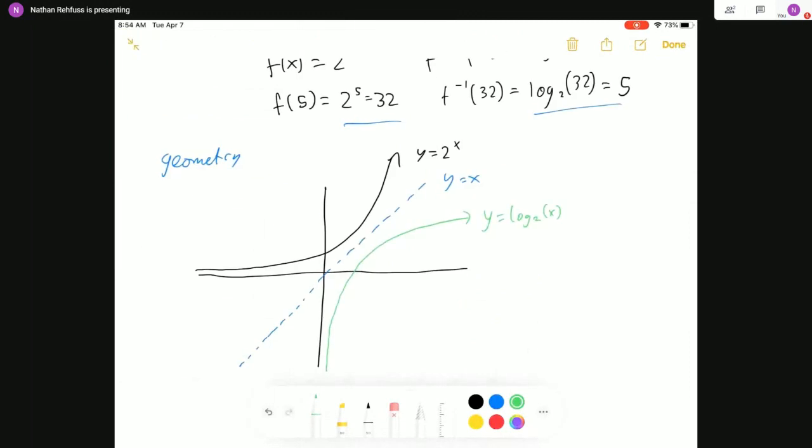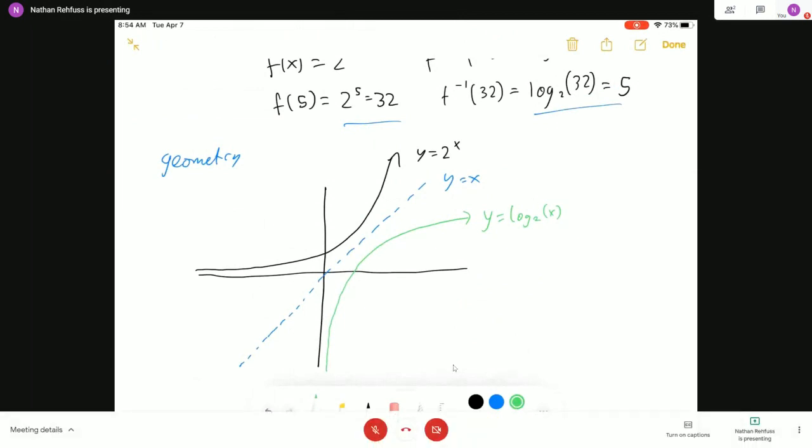Another way to say that is when I look at this graph right here, you see the domain of this green curve. It's only from the y-axis and to the right. In other words, this curve doesn't exist where x is negative, and that's just because it's a mirror image of the black curve. So another way to put that is this black curve has a domain, like 2 to the x has a domain of all real numbers, and it has a range of just positive numbers.